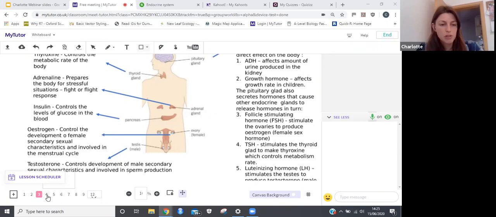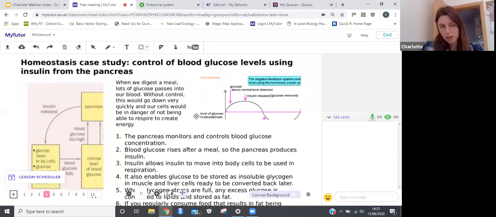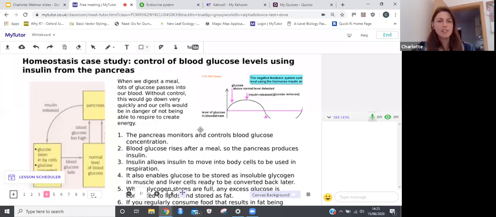Fab, let's move on to the next part. Okay, so we've called this slide a homeostasis case study. So we're going to look at a part of homeostasis, which is how blood glucose levels are controlled using the hormone insulin, which is released from the pancreas. We've just talked about the glands and what hormones they release, but we're going to look in detail at how insulin works in the body.